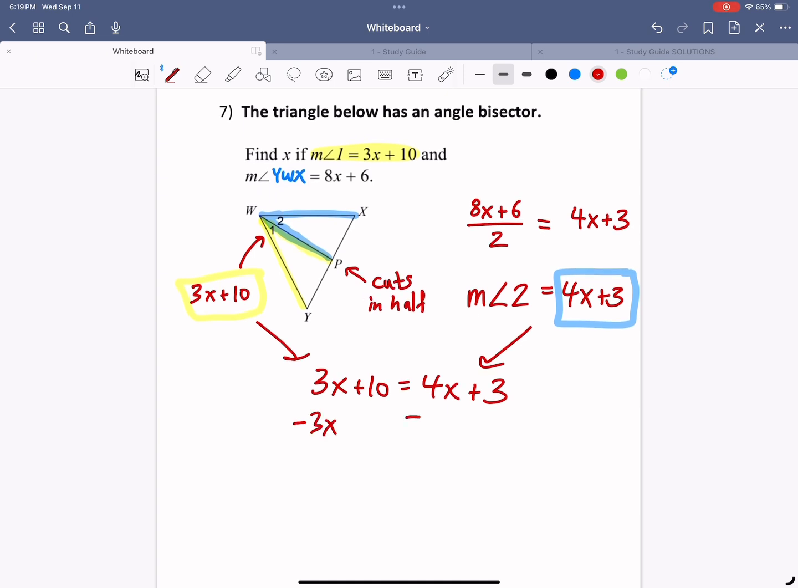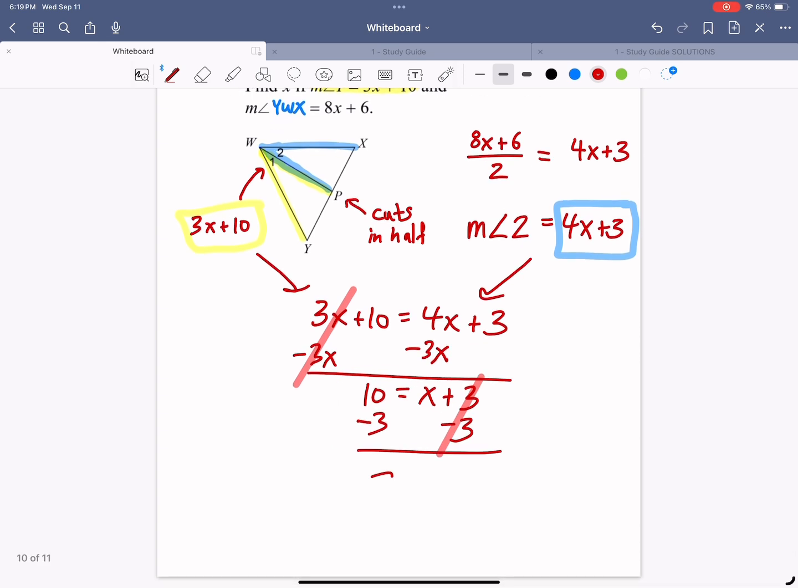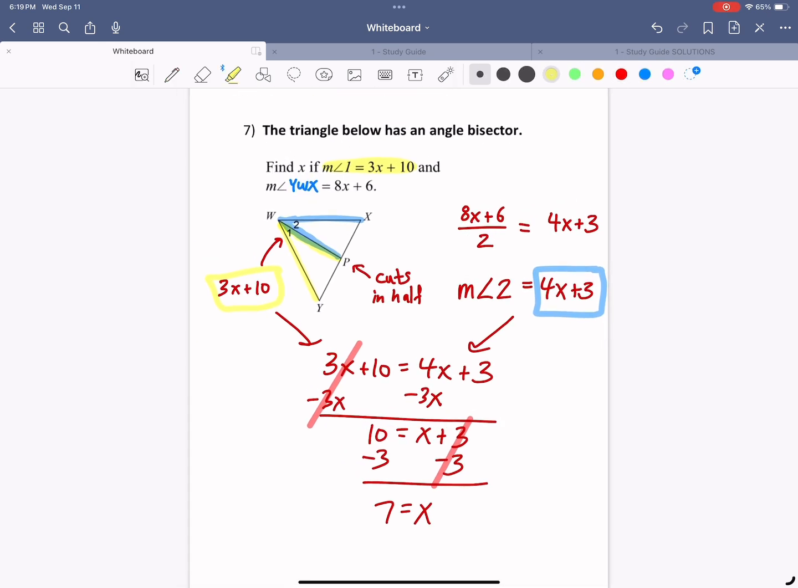Subtract 3x, subtract 3x. You're going to cancel this out. You're going to end up with 10 equals x plus 3. Subtract 3, subtract 3. You're going to end up getting 7 equals x, and this time the answer is a little bit cleaner. Okay. Yeah, weird problem. You do have to think a little bit outside the box here. Hopefully we will cover this a little bit more next time, but for the time being, this is kind of how you would do it if this was to arrive on a test.